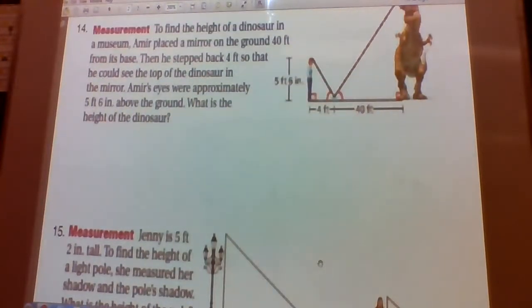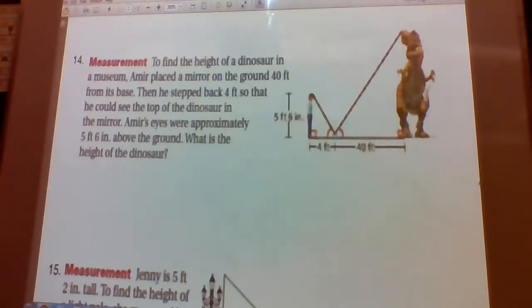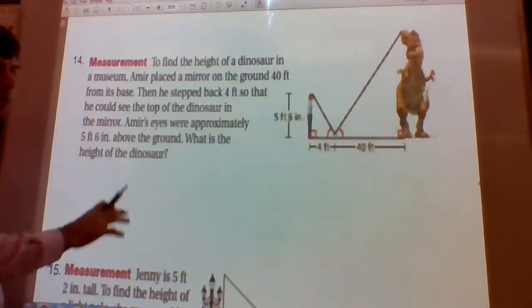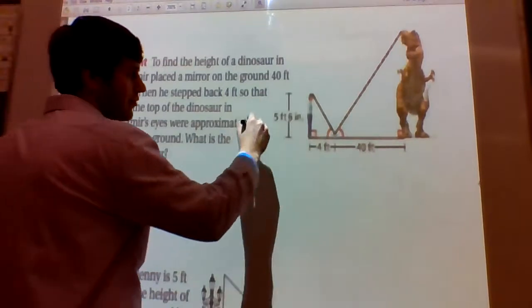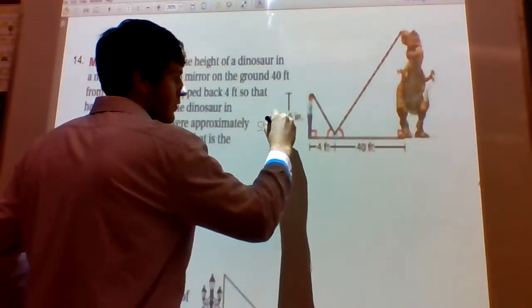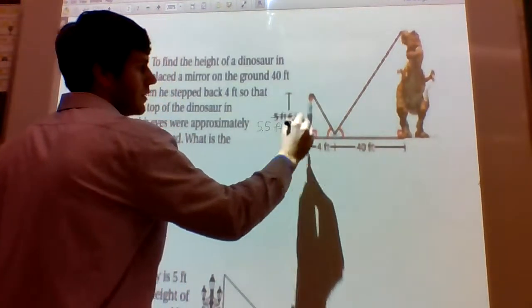Okay, 14 and 15. To find the height of a dinosaur in a museum, so it's not a real dinosaur, it's a dinosaur in a museum, Amir placed a mirror on the ground 40 feet from its base. Then he stepped back 4 feet so that he could see the top of the dinosaur in the mirror. The eyes were approximately 5'6" off the ground. Well, we know 6 inches out of 12, so this is going to be 5.5 feet.